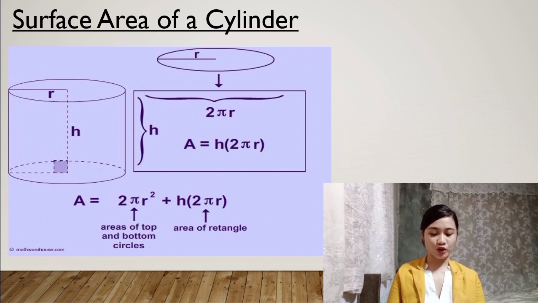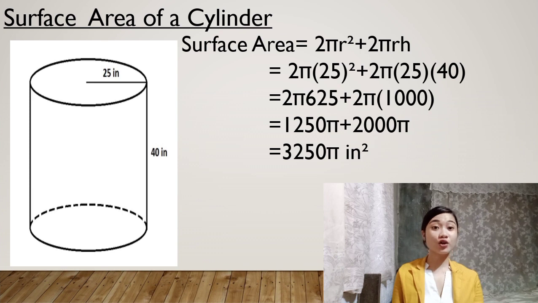Okay, so for the next slide, we are going to solve na. As you can see, we have the radius of 25 inches, okay? And then the height of the cylinder is 40 inches, okay? So, steps. We have steps to follow in order to solve this surface area of a cylinder.